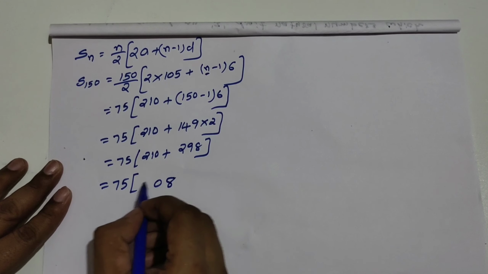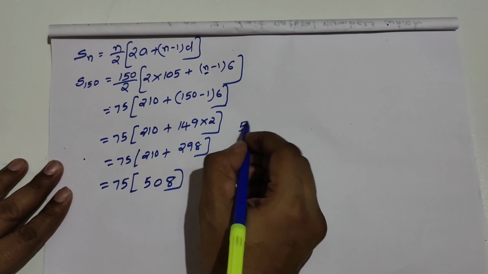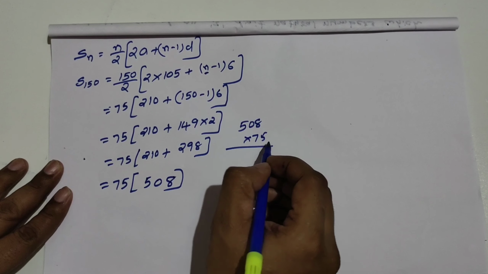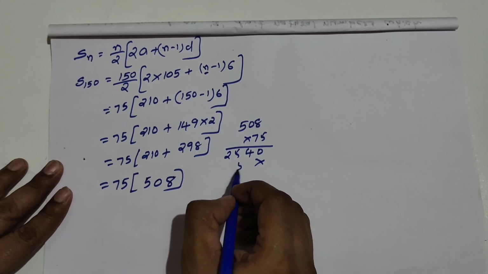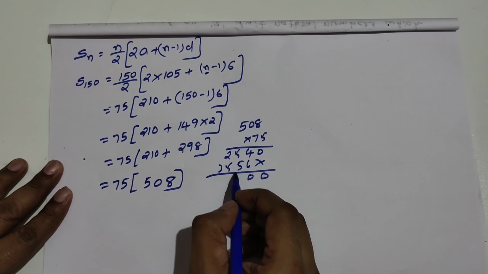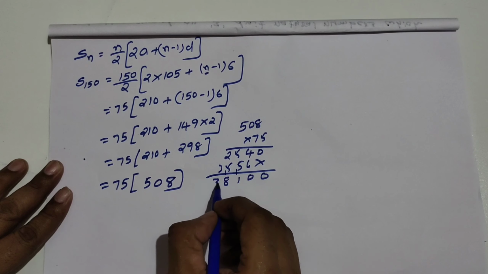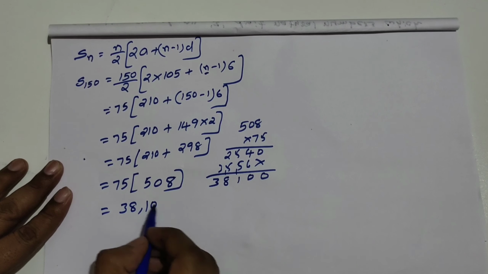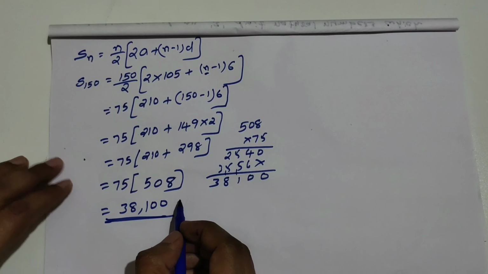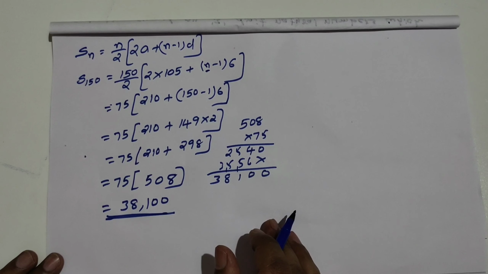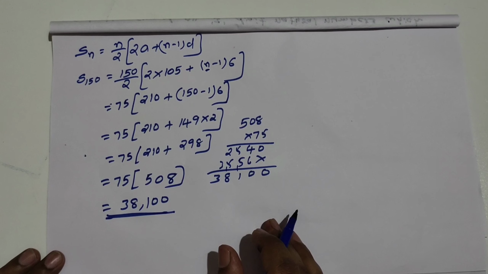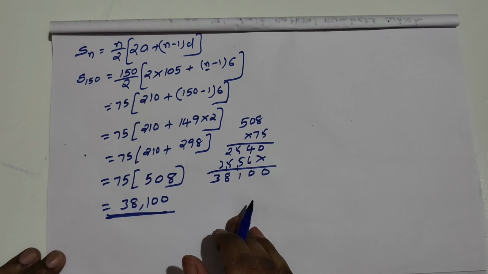Multiplying, we get 75 into 508. That gives 38,100. So the sum of all the numbers which are divisible by 3 but not by 6 is equal to 38,100. By this way you can find this type of sums easily.